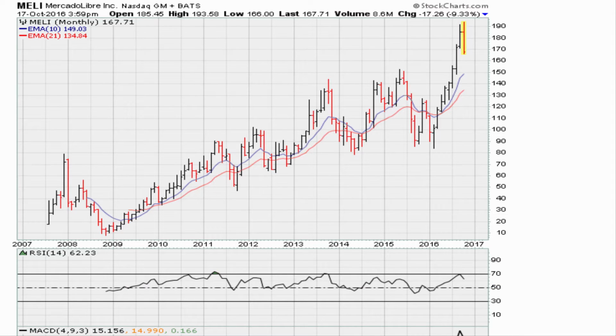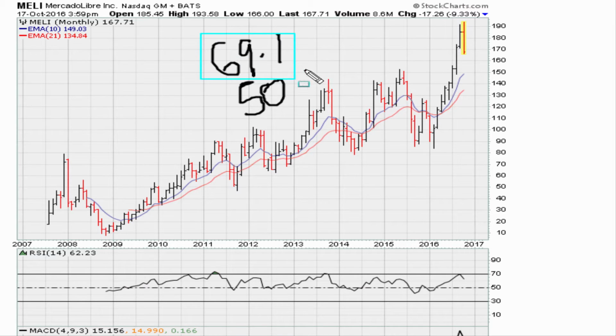Let's take a look here at a perfect example of a stock that shows us how we should view areas that are critical to a stock's behavior. On the monthly chart here, we are taking a look at 69.1 and also at the 50 level on the monthly chart, all data for MELI. Now let's begin with the uniform activity around 69.1.